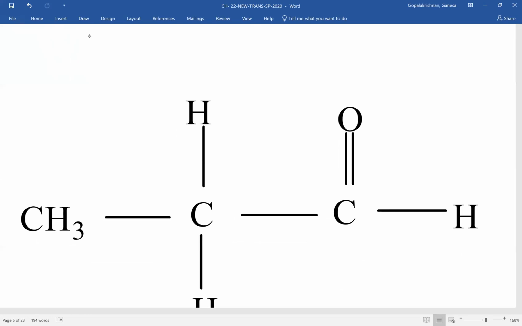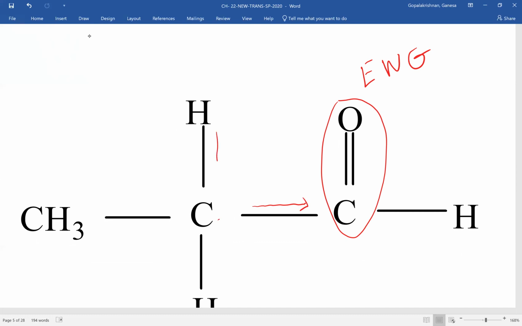Because the carbonyl group is an electron withdrawing group. It causes a minus inductive effect. It pulls the electrons in the bond towards it slightly. That makes this carbon positive. In turn, it pulls the electrons from this bond. As a result, this becomes slightly positive.